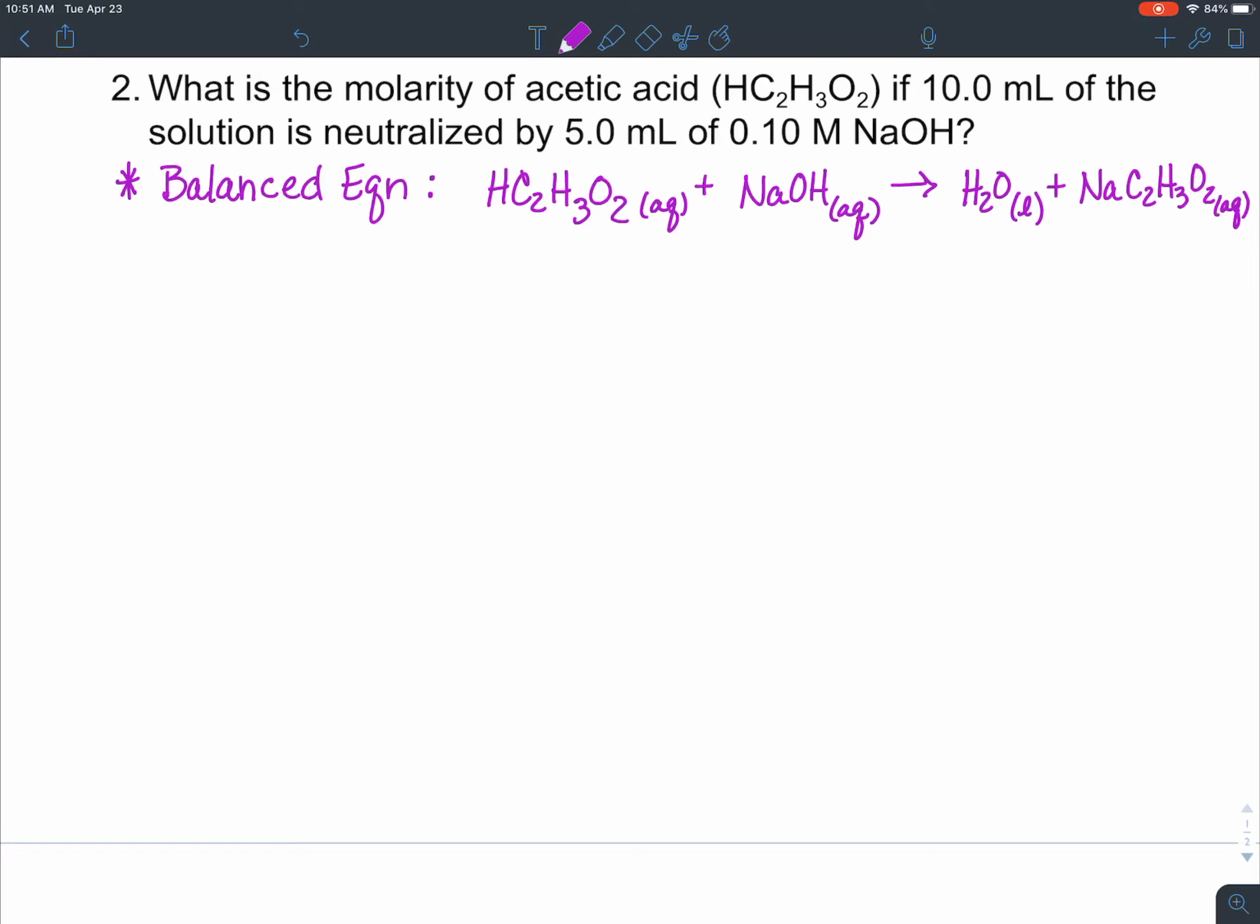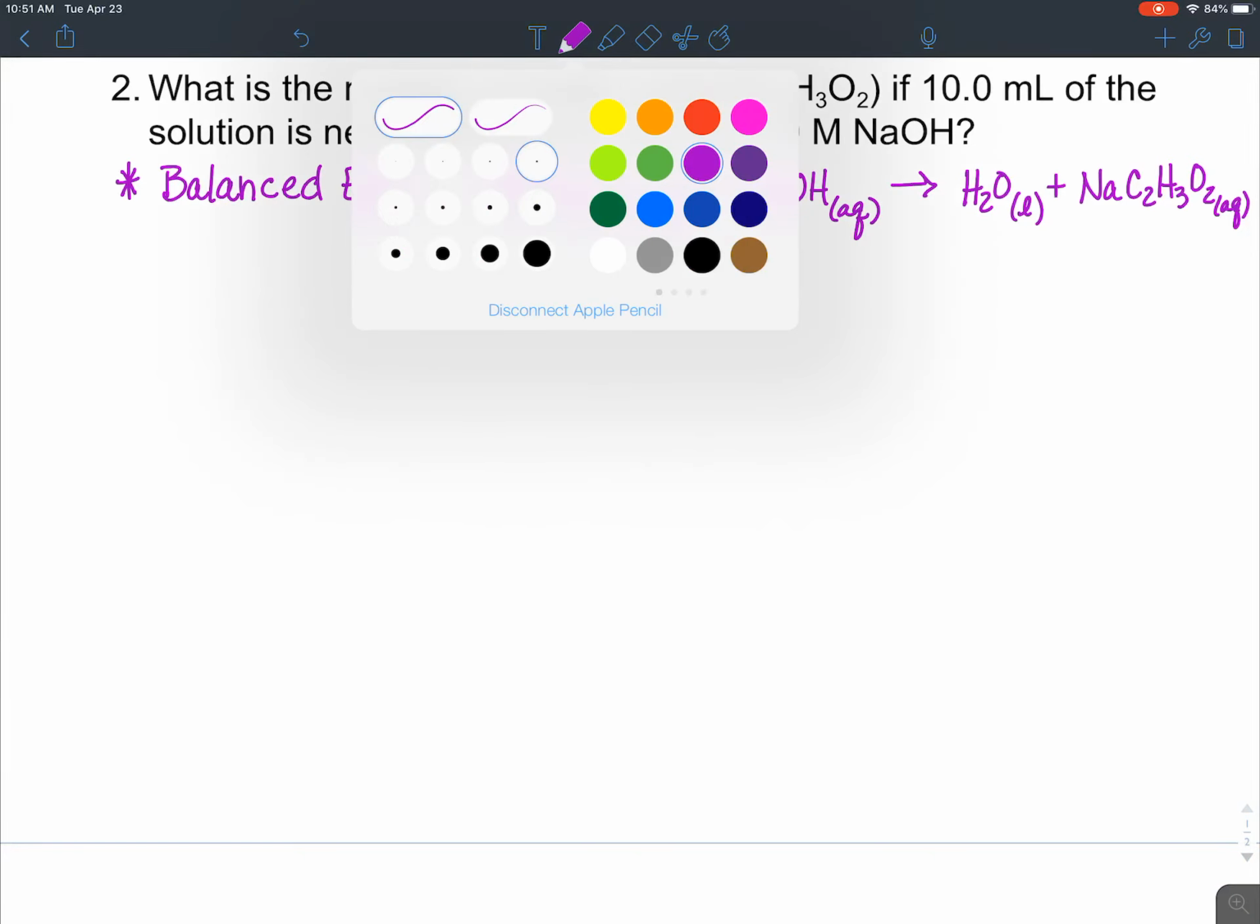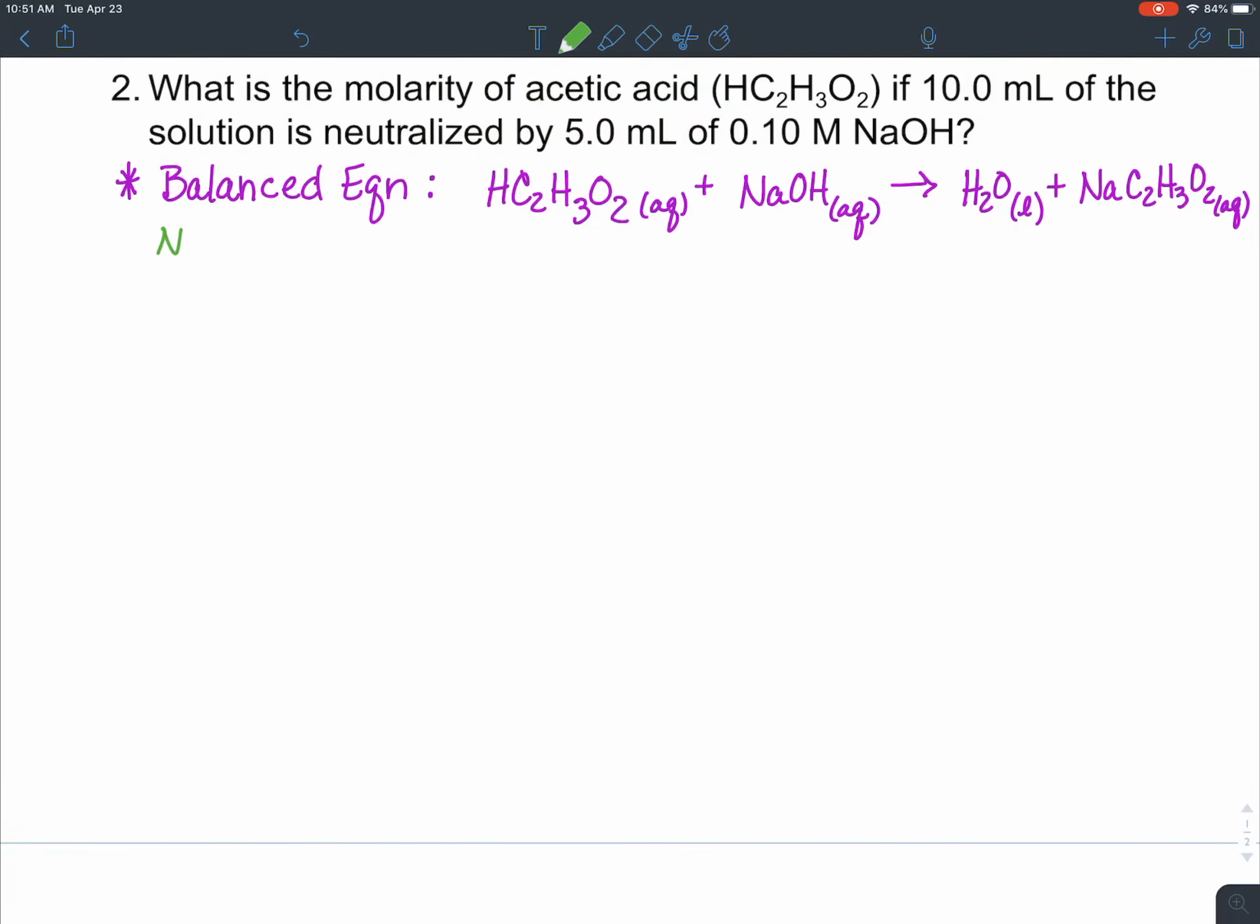So if we were looking at the net ionic equation for this, you're going to have an H plus and an OH minus, and those are going to form H2O. And the H2O is liquid. It is the new thing. Everything else is just spectator ions, the sodium and the acetate. So just if you're curious about that.